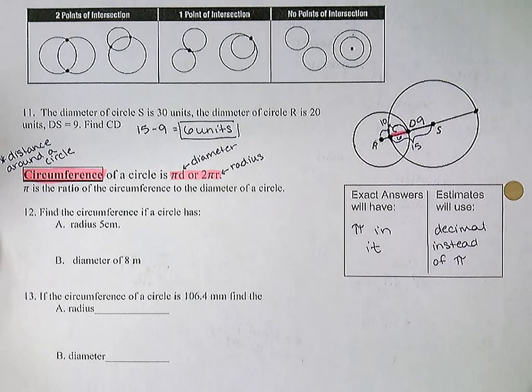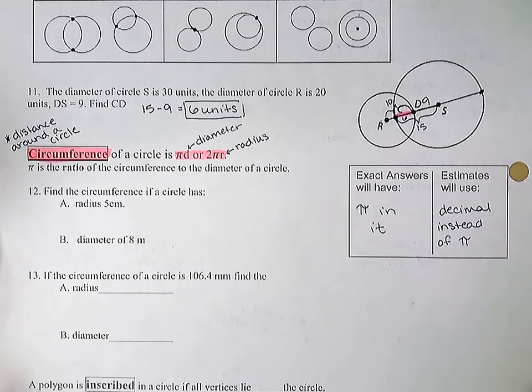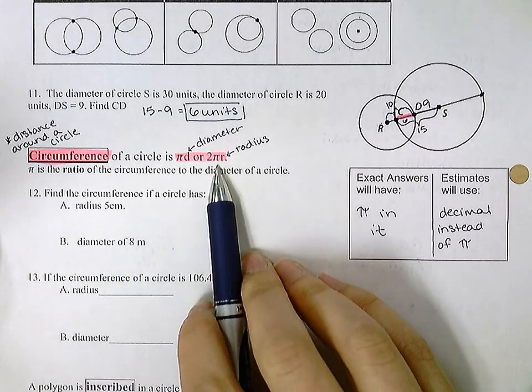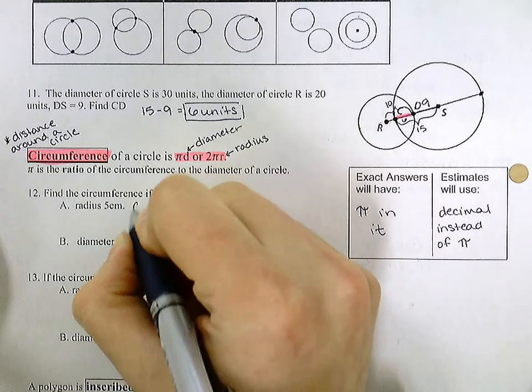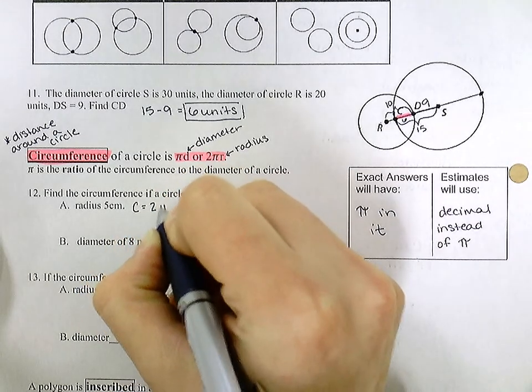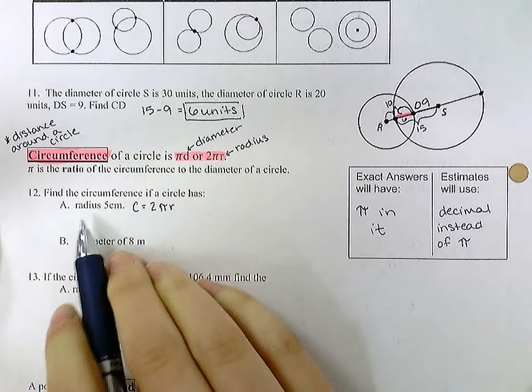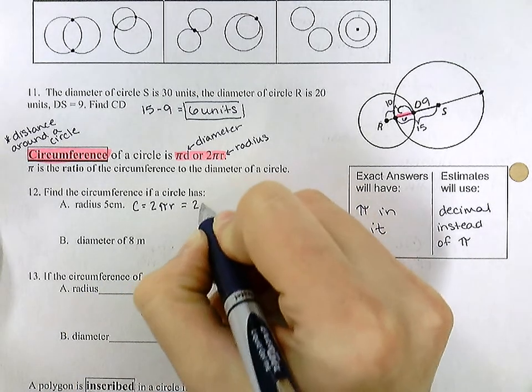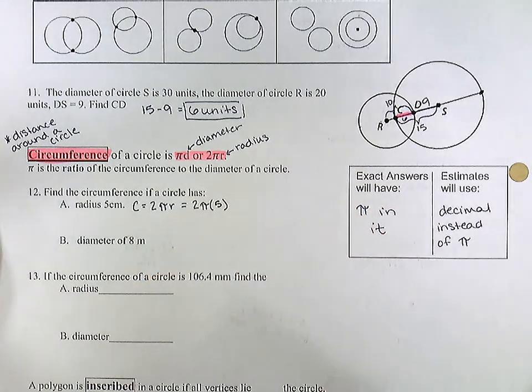Okay, so your estimate will have a decimal instead of pi. So number 12, we want to find the circumference of the circle, letter A, with a radius of 5 centimeters. Since I'm given the radius, I'm going to use 2 pi r to find my circumference. So the circumference is equal to 2 pi r. Given the radius, plug in 5 for r. So we have 2 pi times 5.